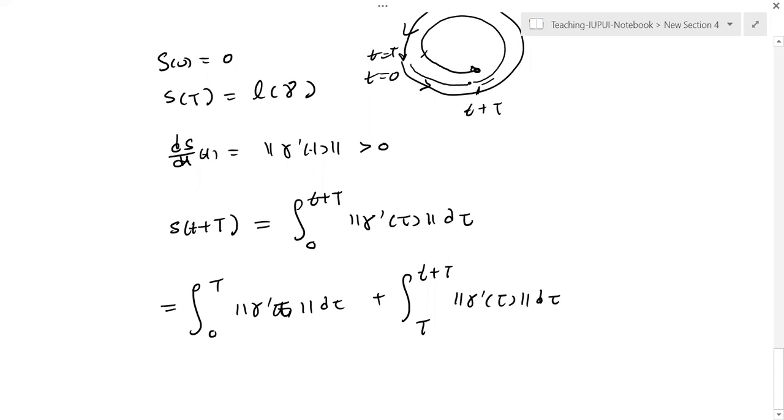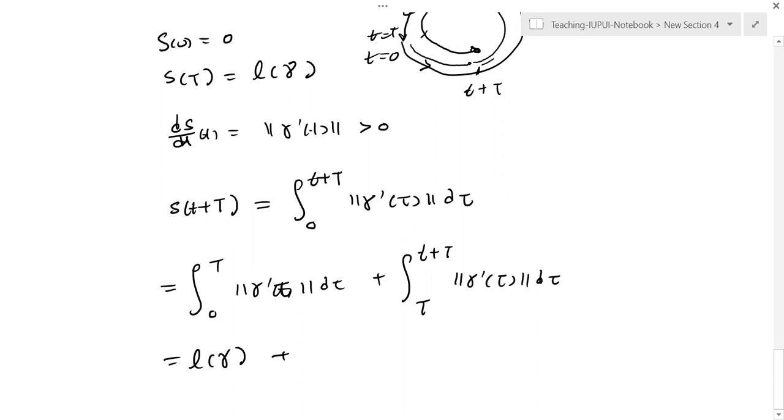Because the function is periodic, this is the length of gamma, right? How about it's constant? How about this one? By substitution, you can let tau be capital T plus u, and then this will be the integral from zero to T of gamma prime u du.